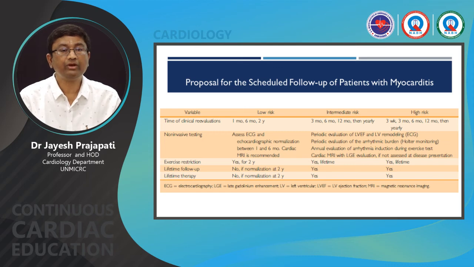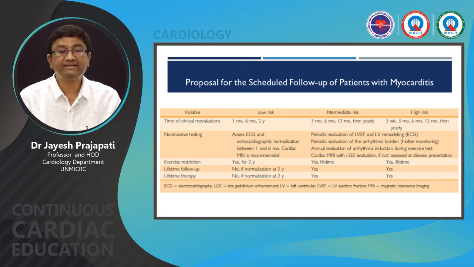For non-invasive testing, we have to get the ECG done, and echocardiography if normalized between 1 to 6 months, then cardiac MRI once. Exercise restriction: yes, for 2 years they should not do competitive sports, but they can do a normal rehabilitation process. For a patient with high risk, the exercise restriction is lifetime, that they should not participate in competitive sports.